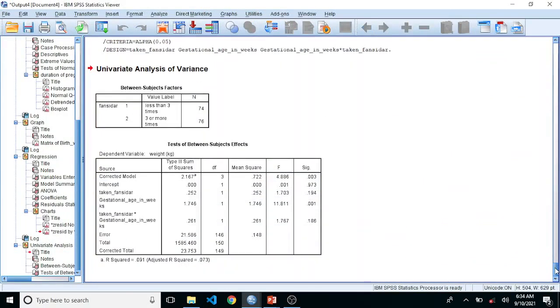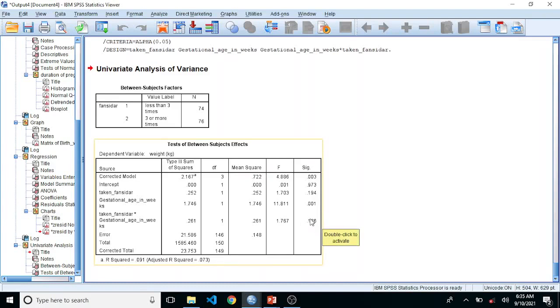So we have to focus on the table of tests of between subjects effects, and we really want to look at this interaction between the consider group and the gestational age, and to see if it is not significant. Good, it is not significant. So we've met the assumption of homogeneity of regression slopes.